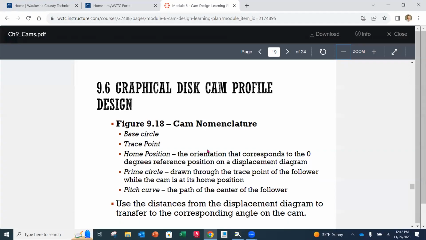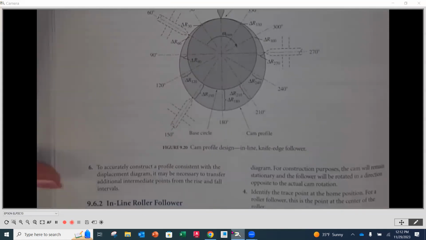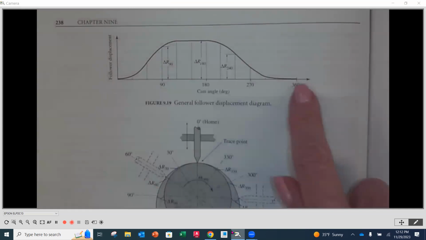Just going to catch ourselves up using the distances from the displacement diagram. So there's a number of different types of follower configurations that we can use for our follower as we construct our different cams. And we're going to start looking at those on the following page and see how they relate back to the corresponding displacement diagram. So on page 238, you're going to notice that we have a displacement diagram here on the top.